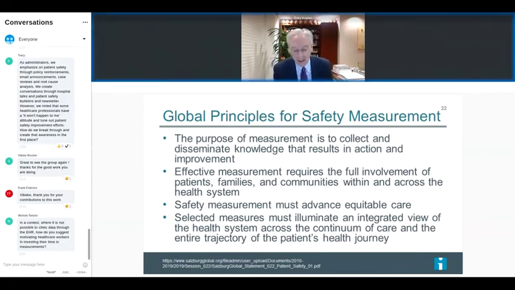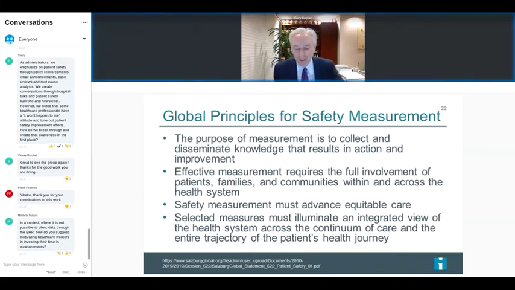Safety measurement must advance equitable care. Equity, the absence of avoidable, unfair, or remediable differences among groups of people, must be a consideration. I know in the United States, health equity has never been more important and never been more on the minds of those of us who are delivering care on the front lines. And the Salzburg attendees believe that must be part and parcel of our agenda. And the fourth key principle: selected measures must illuminate an integrated view of the health system across the continuum of care and the entire trajectory of the patient's health journey.